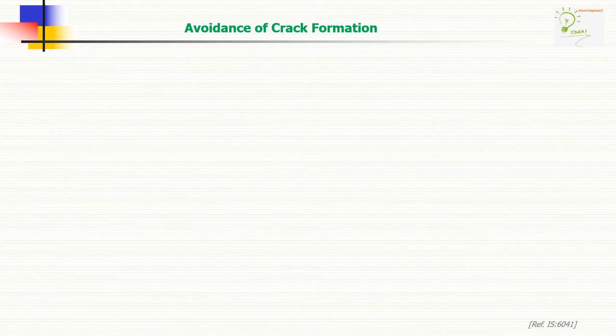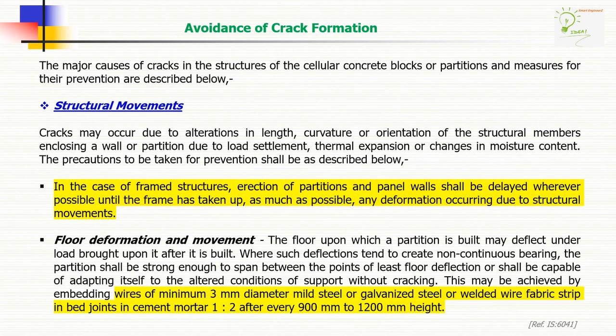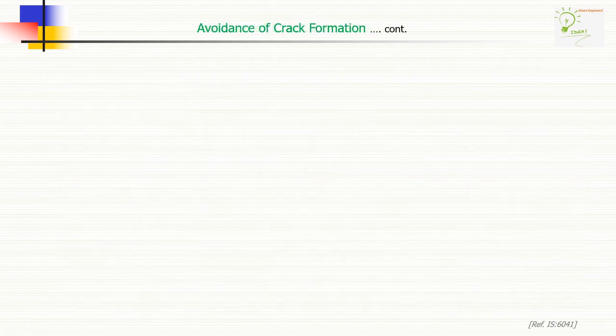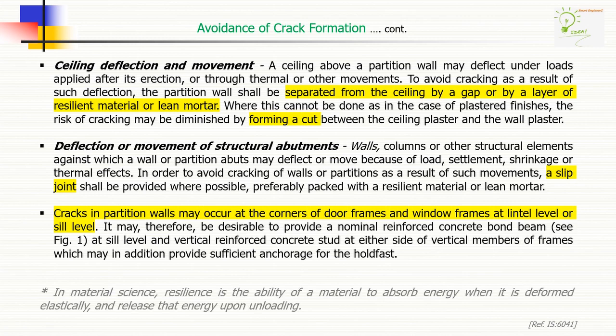Now let's understand the root causes of crack formation. Structural movements. Execution of AAC block work along with the structure. Floor deformation and movement. Ceiling deflection and movement. Deflection or movement of structural abutments.